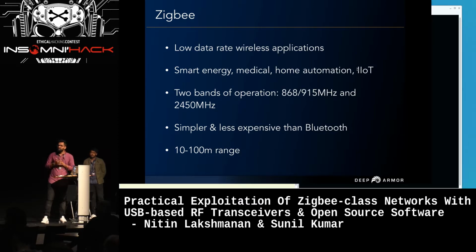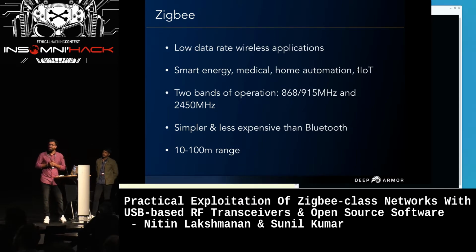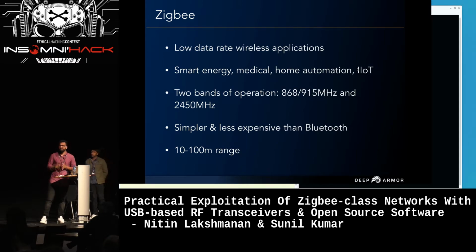It operates at 2.4 gigahertz and sub gigahertz, and as I mentioned earlier, it consumes very less energy and manufacturers need not worry about the batteries because the battery will run for years and years. And it is less expensive when compared with Bluetooth, and it can operate between 10 to 100 meters based on the product requirement.